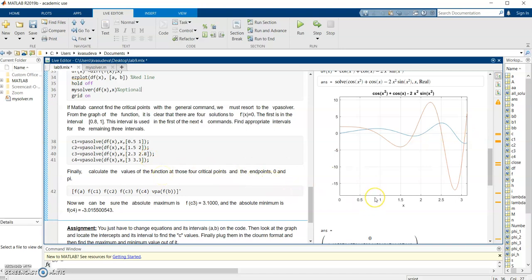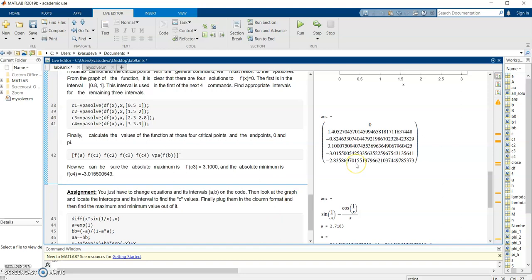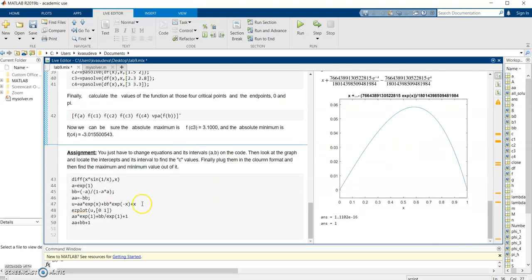My critical points are x values, and if I plug them into my f prime of x, I should see a 0. After I find all the critical points, I plug them back into the main function in the form of columns, along with a and b, because a and b are my interval endpoints. So f of a and f of b, I used vpa to convert, because I saw this answer as fractions and wanted decimals. So f of a, c1, c2, c3, c4, along with f of b, you will see a column with all these solutions. Now look at the column and decide which is maximum and which is minimum. I found the maximum value to be 3.100, and the minimum value to be negative 3.0155. This is what you do.